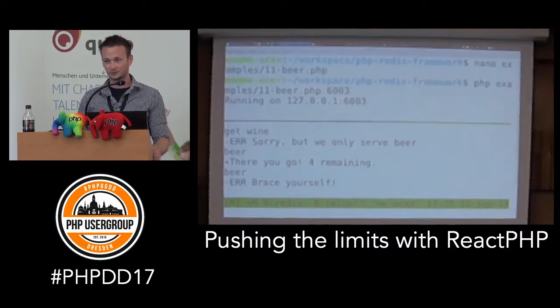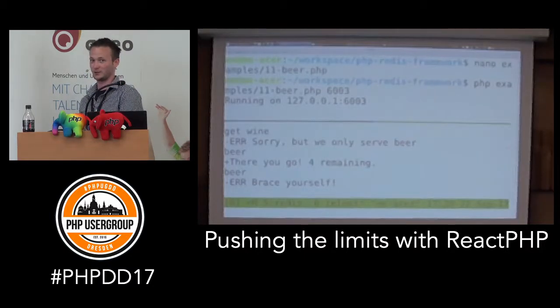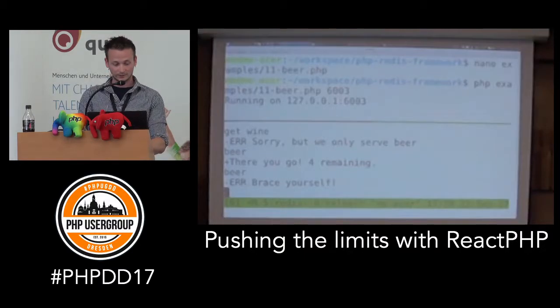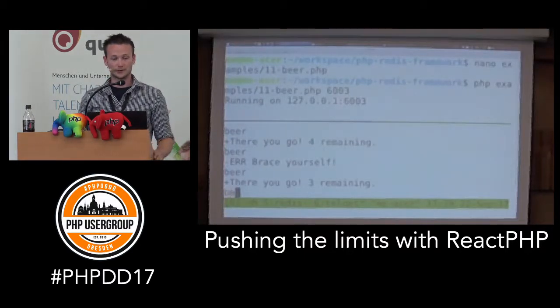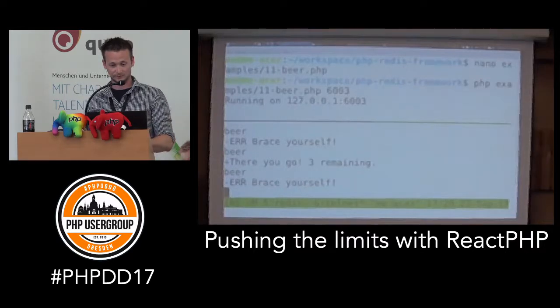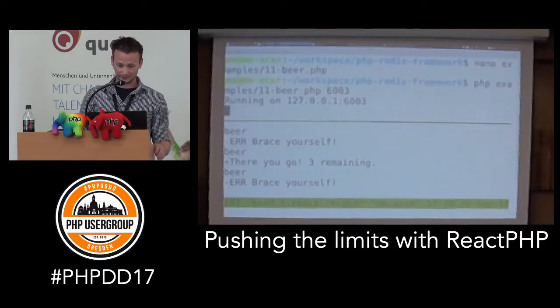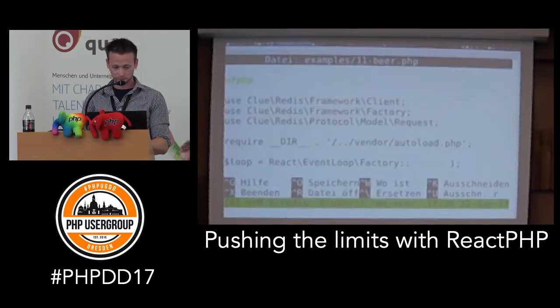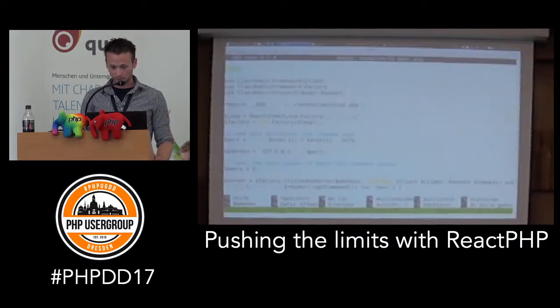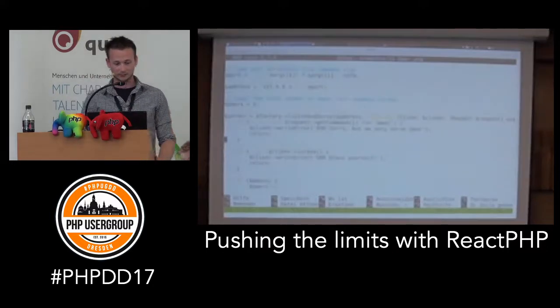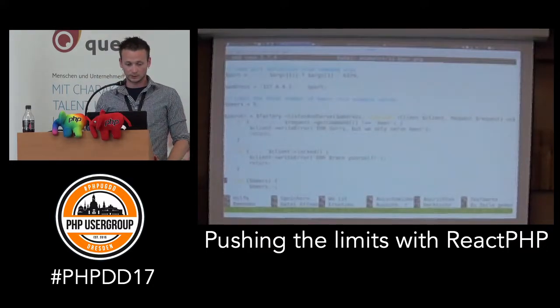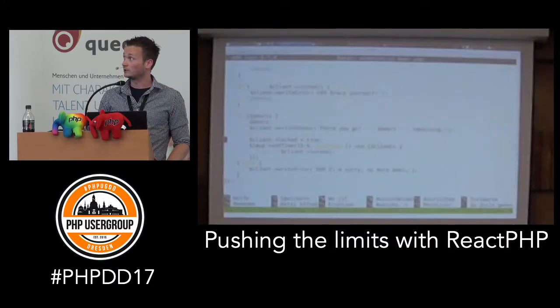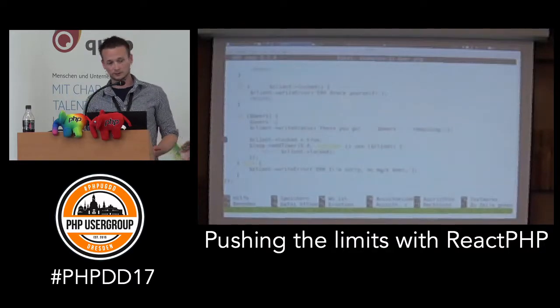Okay, I was too fast, because this is my business logic. My business logic does not allow me to execute this command too fast. And eventually I'm going to run out of beer and I'm going to get a new message. So if we look at this source code, it's again very simple. If the command is not beer, I'm going to reject it, and otherwise I'm going to reduce the number of beers, say there you go, and otherwise, sorry, no more beers.